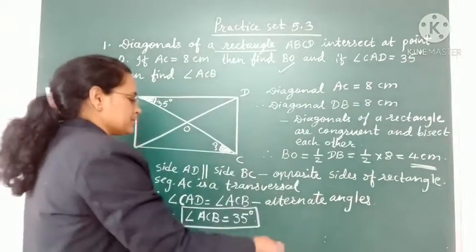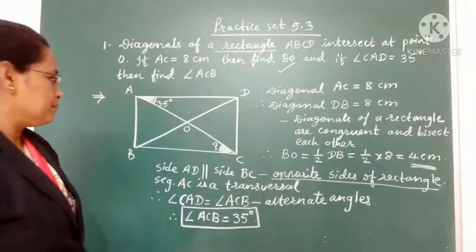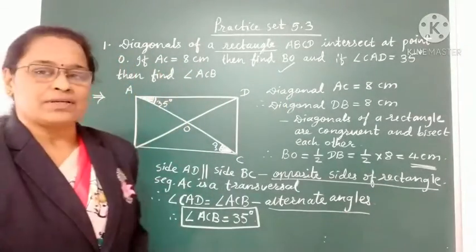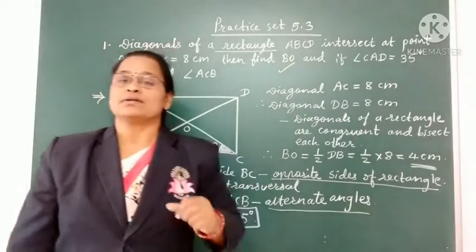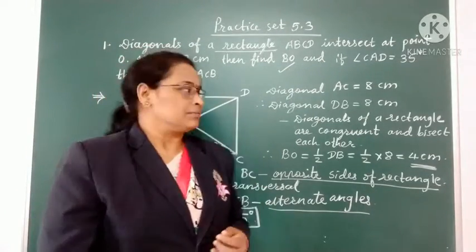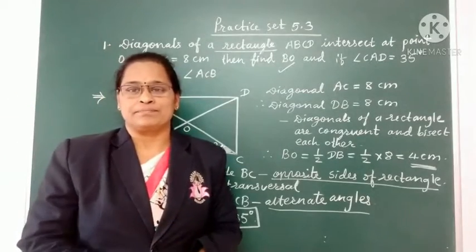So here we can use the property that opposite sides of the rectangle are parallel, as well as the alternate angle theorem. In this way we can apply the properties of the quadrilateral to find the answer to the questions asked in particular examples. Let's see the second example.